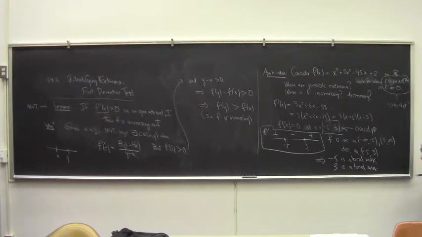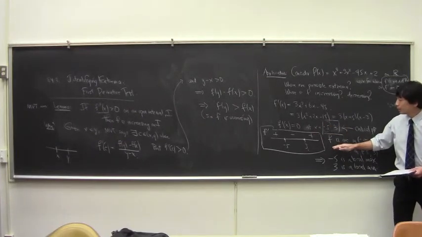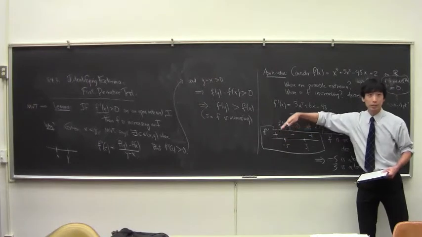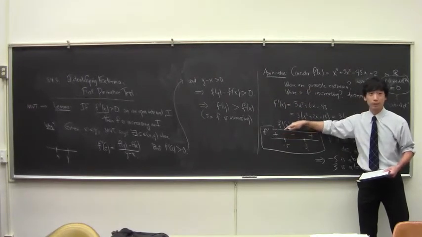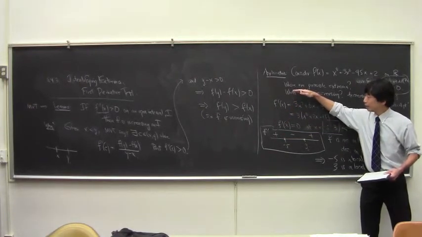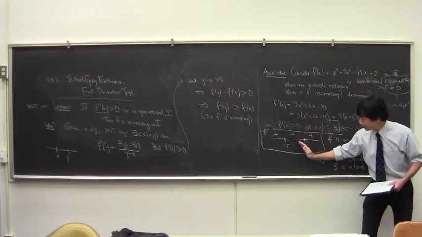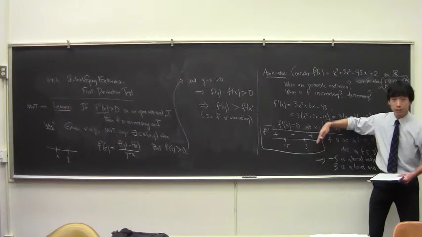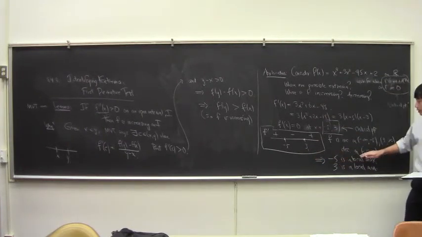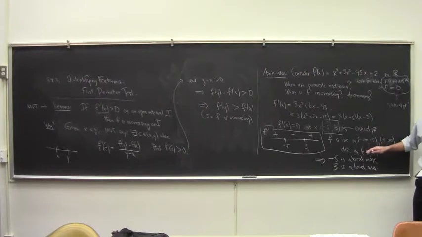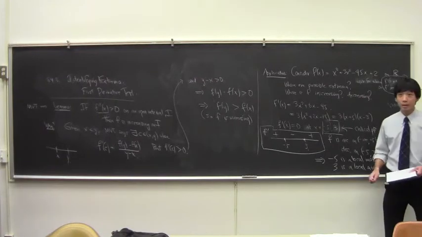Because you know that before -5, the function is increasing. After -5, the function is decreasing. Before 3, the function is decreasing. After 3, the function is increasing. So this allows you to tell what these points are. Examining the first derivative allows you to classify the extrema.